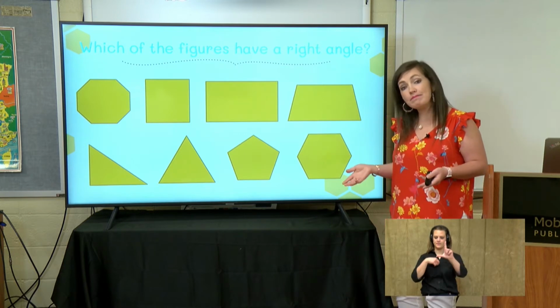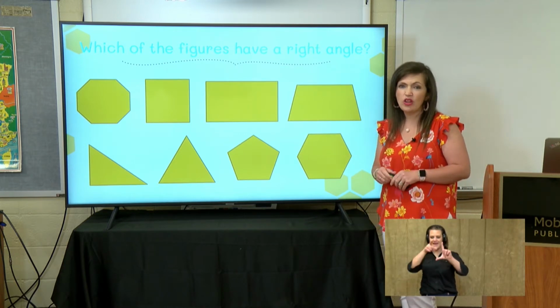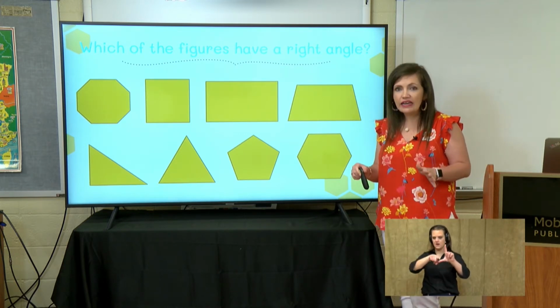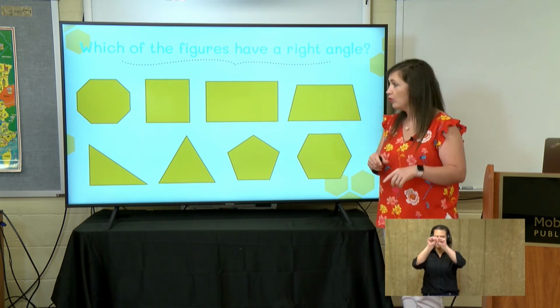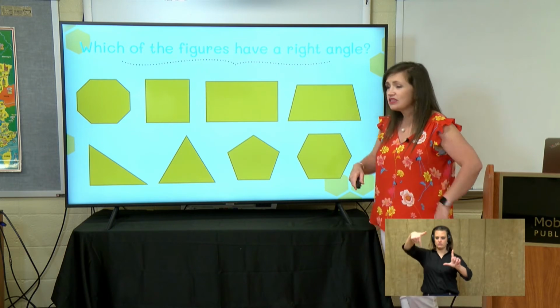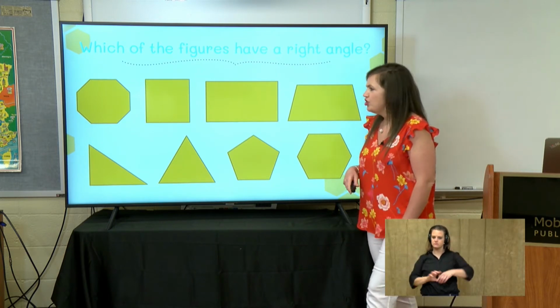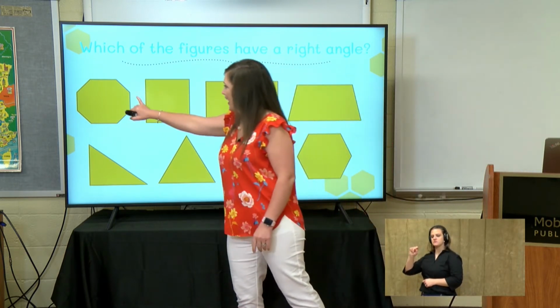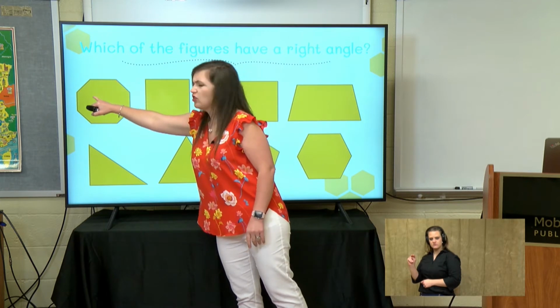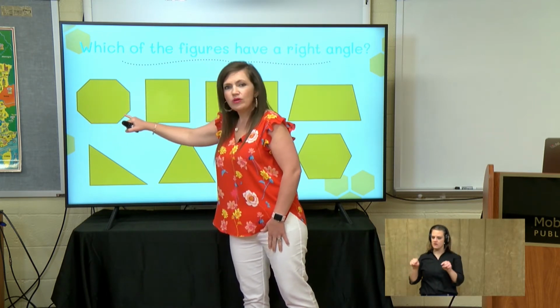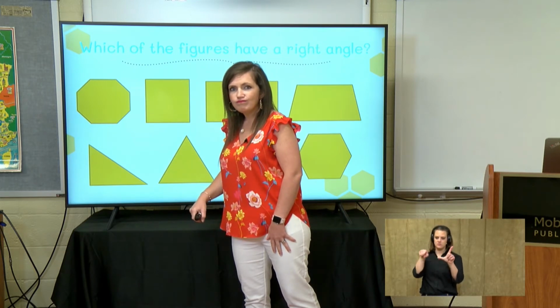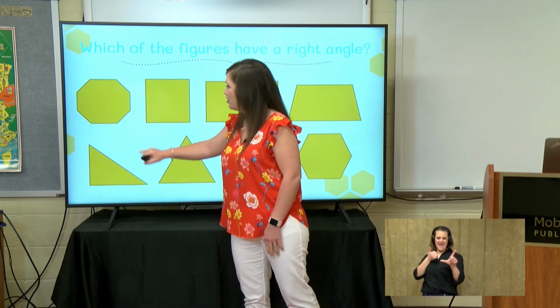All right, now let's look at these shapes and let's talk about which ones have a right angle. Remember, a right angle is an angle that is exactly 90 degrees, and it makes a perfect square in the corner. So let's look at that octagon. Do we see any of these angles? Look at the angles in this shape. Do we see any angles that would make a right angle? No, we don't, do we?